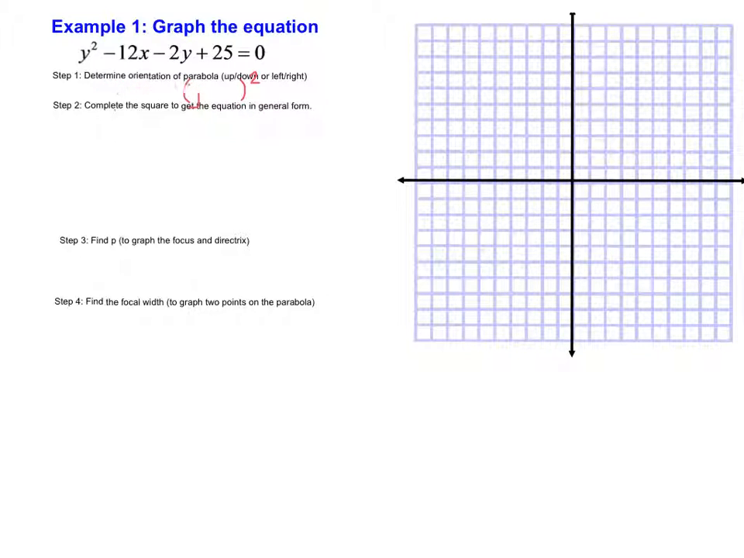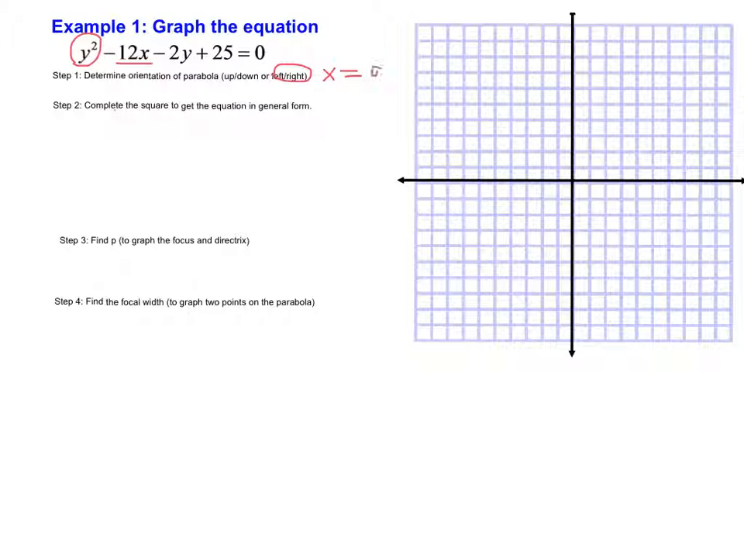Well, it's pretty easy to figure that out. You just look in the problem and you literally look to see which term is being squared. Since y is my square term and x is not being squared, I'm thinking that this is going to be a left-right facing graph. It's going to be x equals something. But it doesn't look like it's in the right form yet, right?